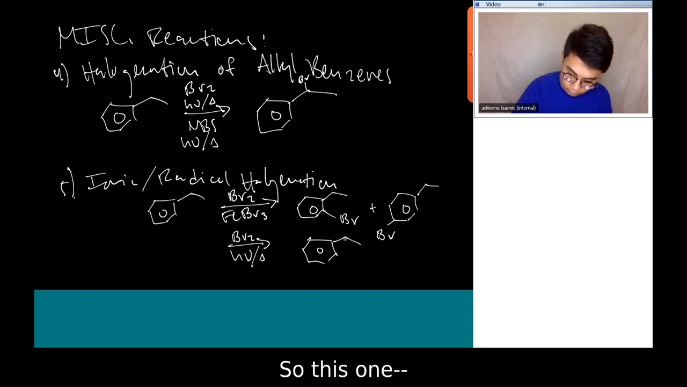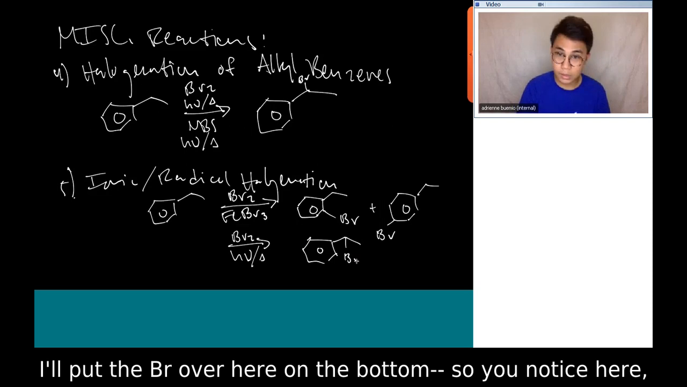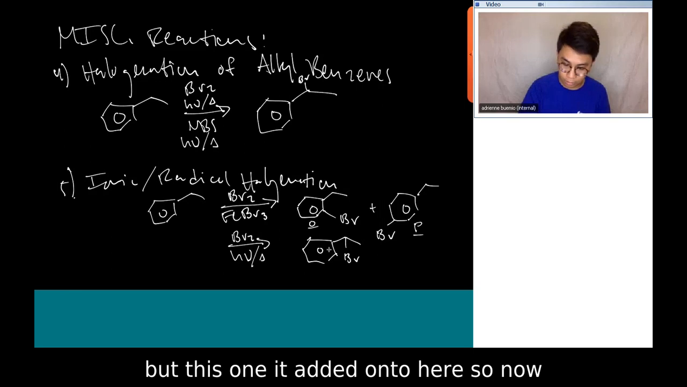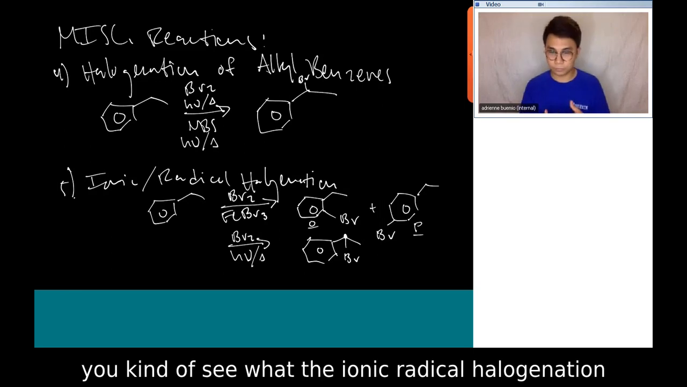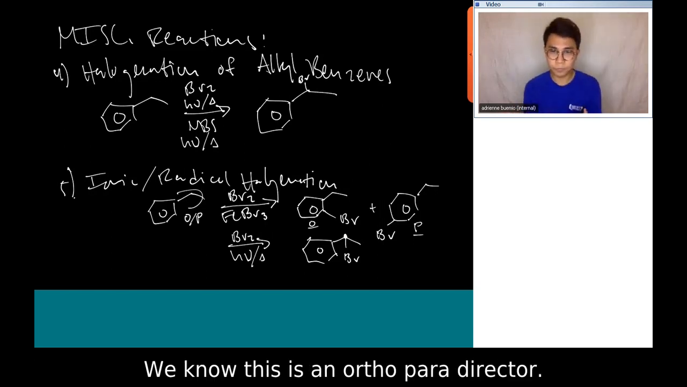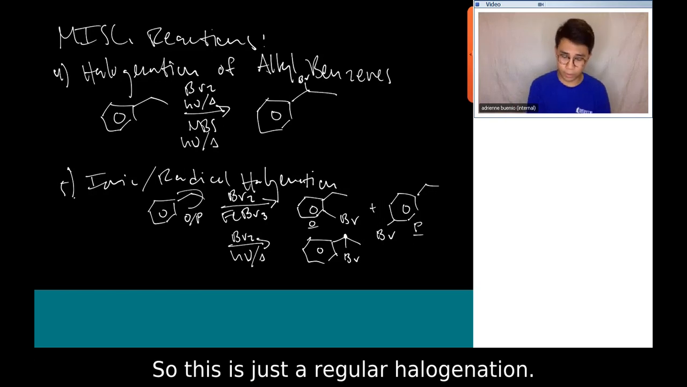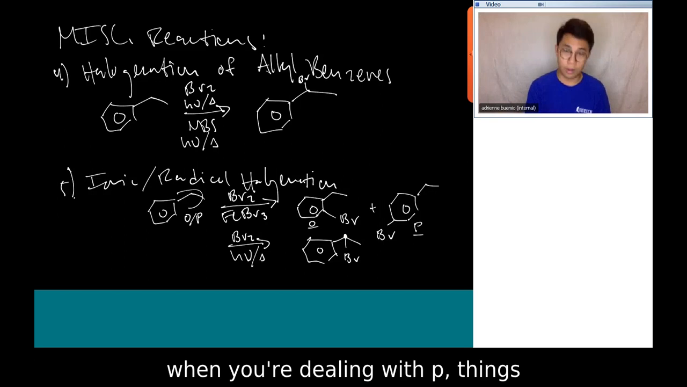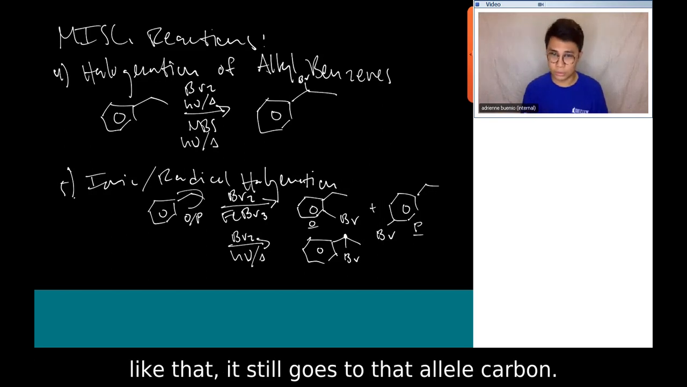So this one, I'll put the Br over here at the bottom. You notice here, this is the ortho position, and this is the para position. But this one, it added onto here. So now you see how the ionic and radical halogenation were different. We know this is an ortho-para director, so with just a regular halogenation, it goes to the ortho-para. But now when you're dealing with heat, things like that, it still goes to that allylic carbon.